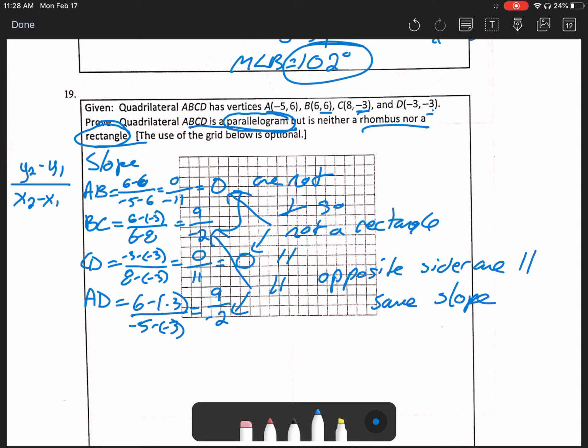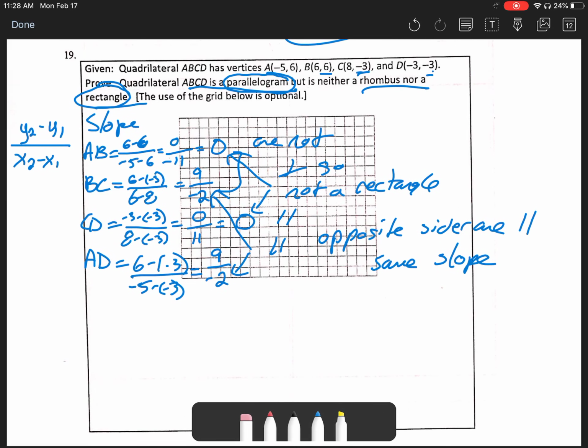Okay, so the last thing we have to do is prove that it is a rhombus. And as far as a rhombus goes, you only have to show that two consecutive sides are congruent to each other. Because then, since opposite sides are congruent to each other, the rest of the sides must be congruent.